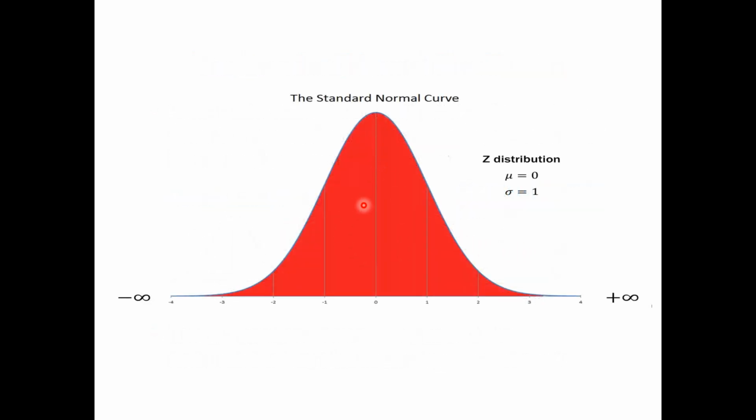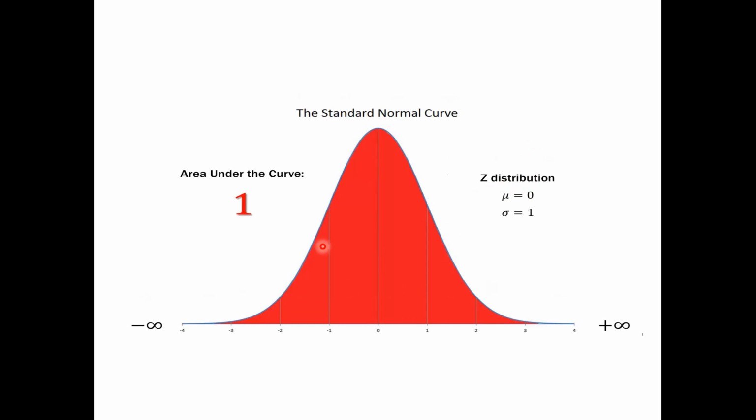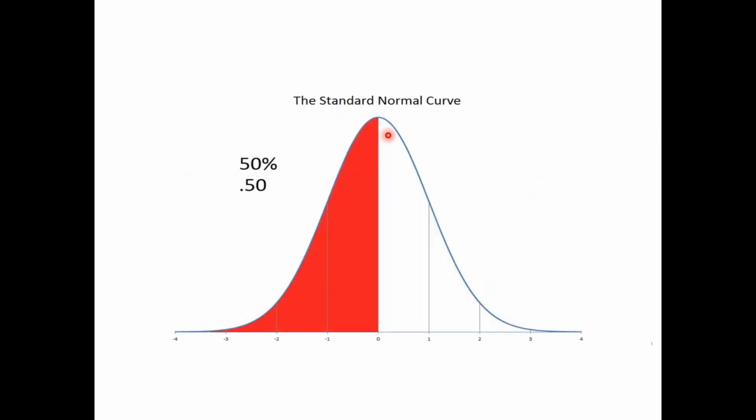So let's look at this. The standard normal curve, or the standard normal distribution, doesn't touch the axis; it goes towards minus infinity on one side and towards plus infinity on the other. The mean mu of the z distribution is 0 and the standard deviation is 1. Area under the curve will always be 1. This is again important.